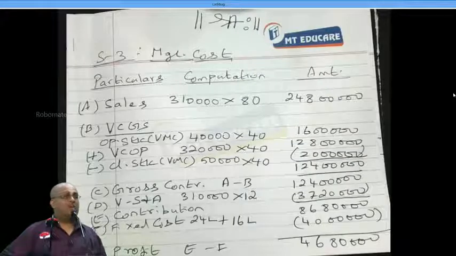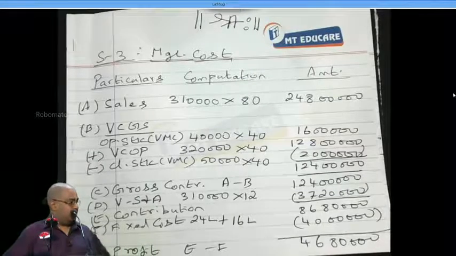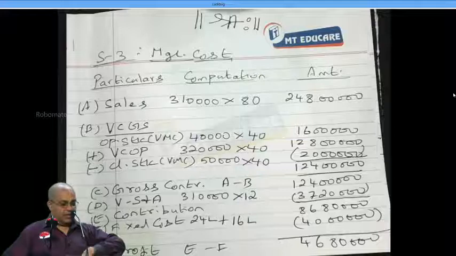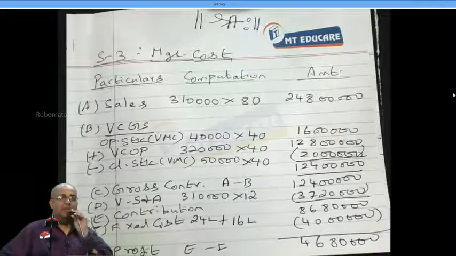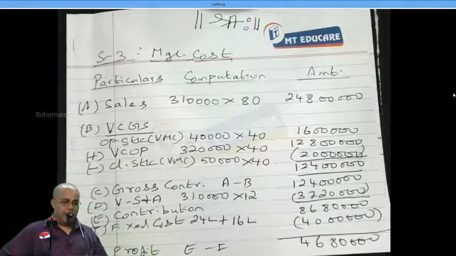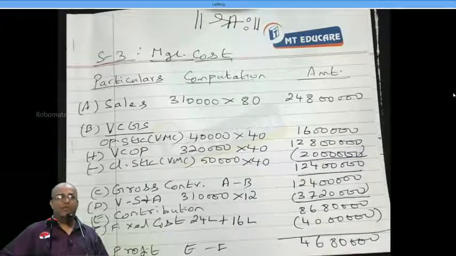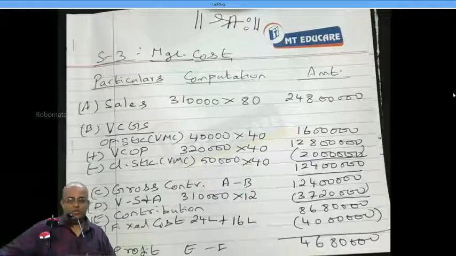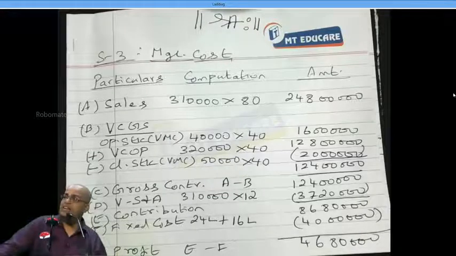Last line. Profit as per absorption costing system. Tell me the amount. 47 lakhs 40,000. Profit as per absorption costing system 47 lakh 40,000. Everybody, are you understanding it or not?